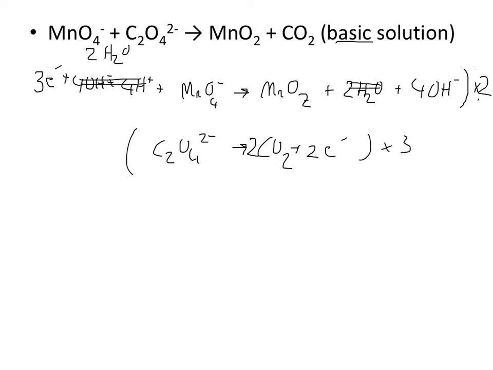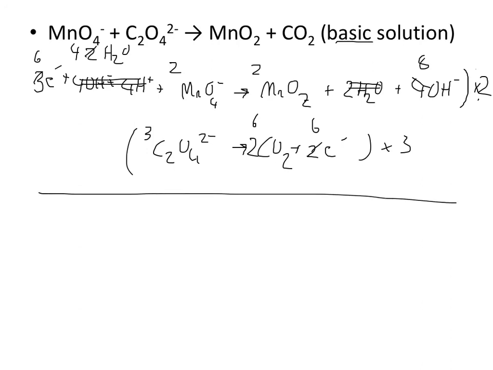That's going to leave us with 3 oxalate, 6 carbon dioxide, and 6 electrons. Multiplying the top reaction, that's 6 electrons, 4 water, 2 permanganate, 2 manganese 4 oxide, and 8 hydroxide. Now in terms of simplifying, we can get rid of the 6 electrons and now add it up.